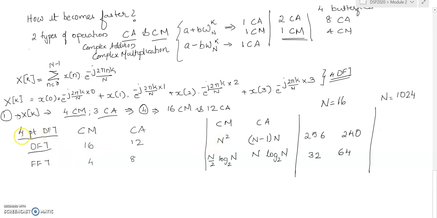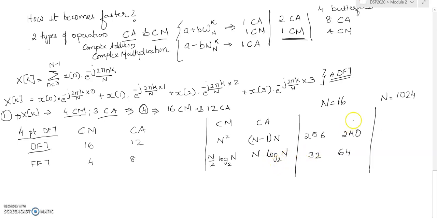Here N is 4. Collating these equations, we can write the table as follows. For a DFT operation, the number of complex multiplications required is N square, and complex additions required is N into N minus 1. In FFT, the complex multiplications required is N by 2 log of N to the base 2, and complex additions required is N log N to the base 2.